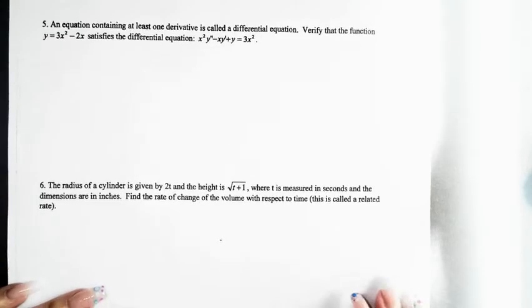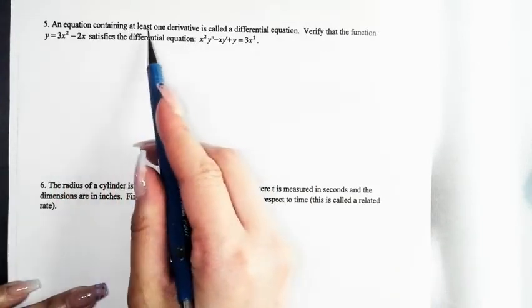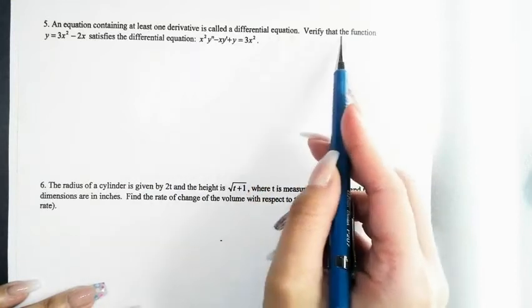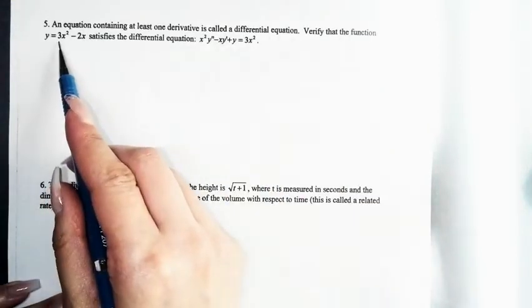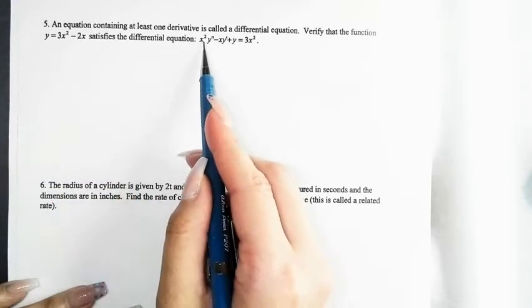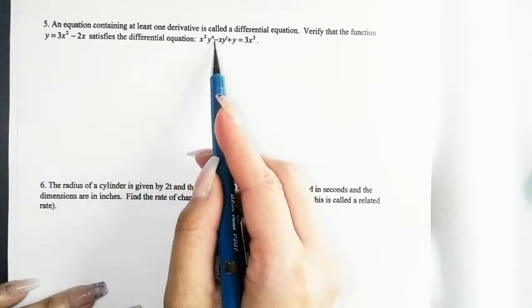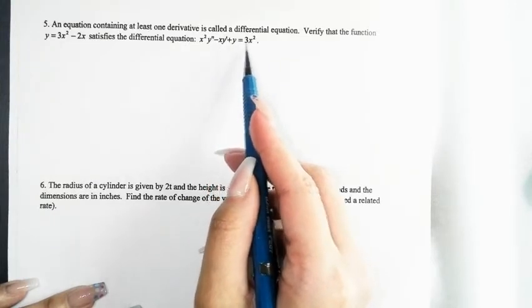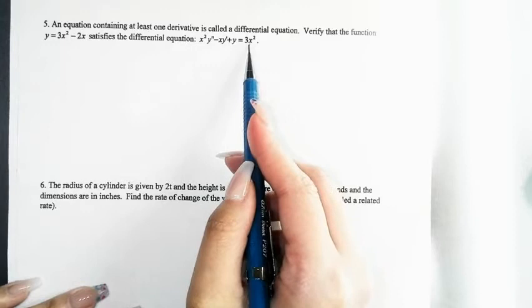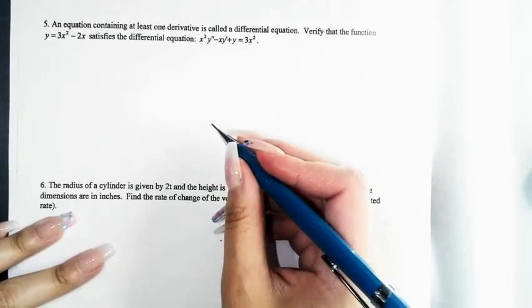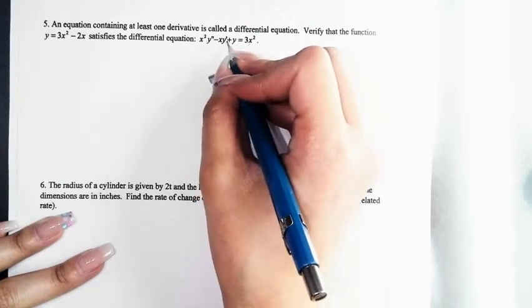Okay, so for this one, you're going to tell me what in the world. Let's read it together. An equation containing at least one derivative is called a differential equation. Verify that the function y equals 3x squared minus 2x satisfies the differential equation x squared y double prime minus x times y prime plus y equals 3x squared. And you are like, okay, so what in the world are these two?